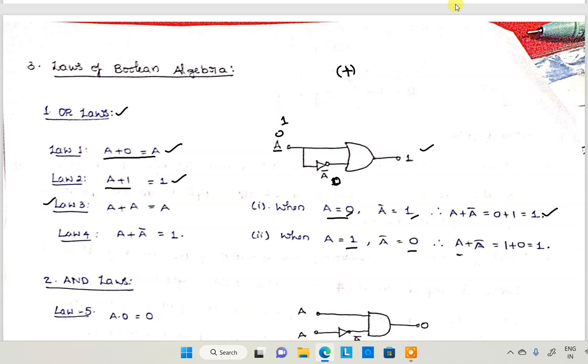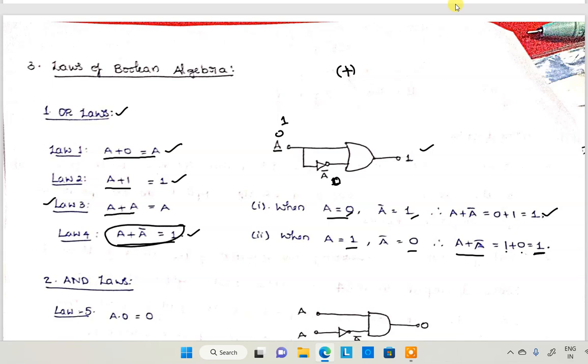That means A plus A bar, that is 1 plus 0, is equal to 1. So A plus A bar is equal to 1. This discussion is completed.